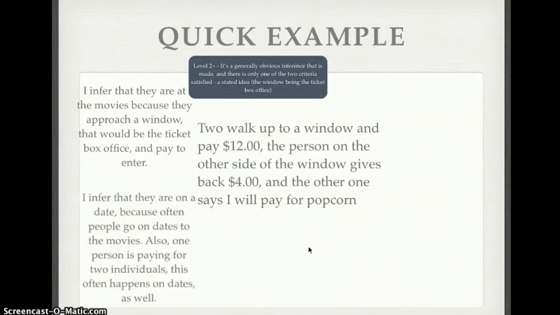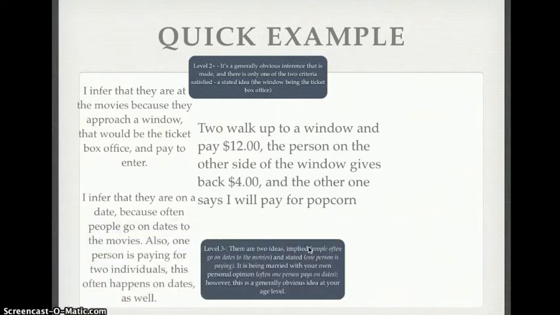Level 3. I infer that they are on a date because often people go on dates to the movies. Also, one person is paying for two individuals. This often happens on dates as well. Okay, it's a level 3, maybe a 3 minus. There are two ideas. Implied is that people often go on dates to the movies, and stated is that one person is paying. It is being married with your own personal opinion at the end because often one person pays on dates. However, this is generally obvious, and it's expected at your age level to know that kind of stuff.